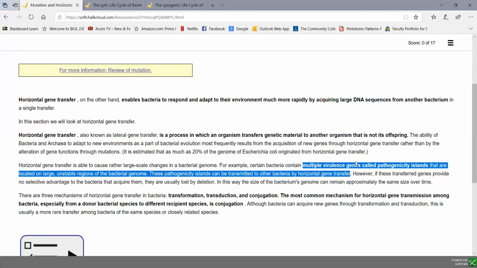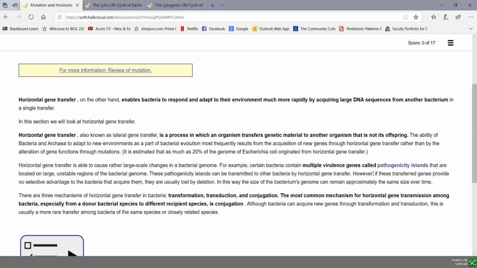So virulence genes are the ones that code for the ability to cause harm or disease, and these can sometimes be transferred from one bacterium to another by horizontal gene transfer. And of course, the other prime thing we talk about is antibiotic resistance genes can also be transferred from one bacterium to another by horizontal gene transfer. So if these transferred genes provide an advantage, then they're selected for. If those transferred genes have no selective advantage, when the bacteria acquire them, they're eventually lost by deletion.